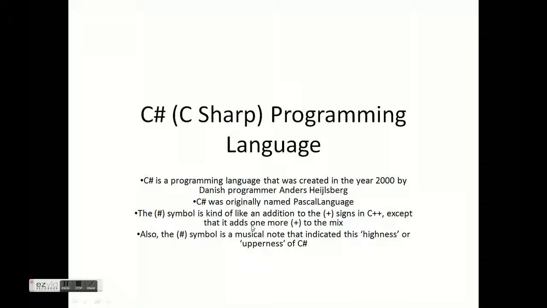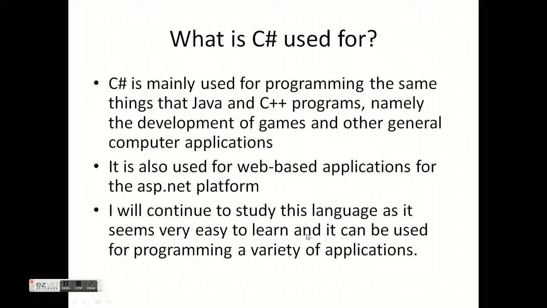The symbol sharp is kind of like an addition to the plus signs in C++, except that it adds one more plus to the mix. So this is kind of like combining C++ with C, and this is what you get. You get C#. The sharp symbol is also a musical note indicating this highness or upperness of C#. So this is essentially what the sharp means. It just means that it's a higher level language. It's higher than C and it's higher than C++. So it's kind of like adding 1 plus 2 and you get C+++. Instead of the plus plus plus you get C#.